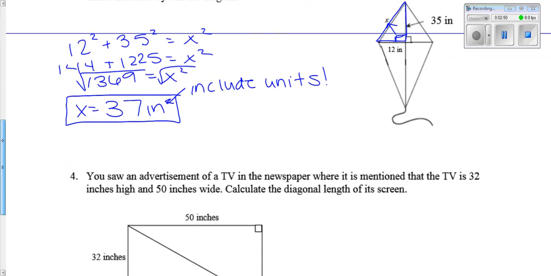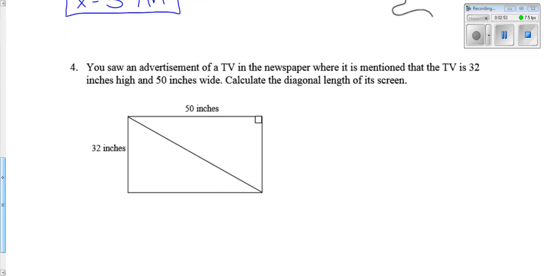Okay. Number 4, you saw an advertisement of a TV in the newspaper where it mentioned that the TV is 32 inches high. We know this piece is 32. We also know that this piece is 32 and 50 inches wide. So I know that this piece here is 50. And can calculate the diagonal length of the screen. So I also know this piece is 50.